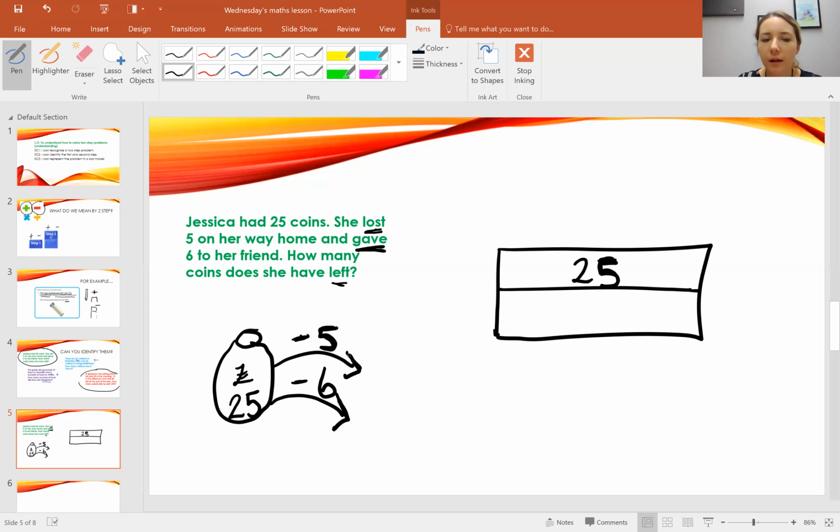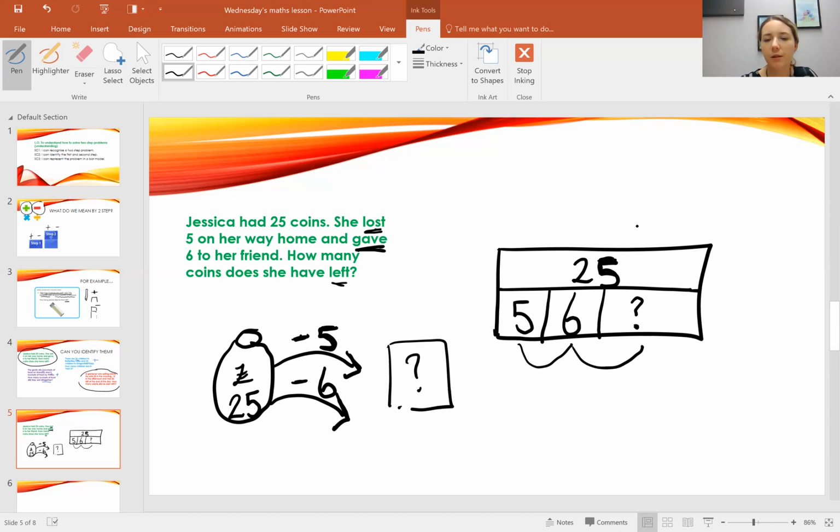And then we know that there are going to be 3 numbers that make 25. One of those numbers is 5 because 5 have been taken away. One of those numbers is 6 because 6 has been taken away. And the other number is the number that we are left with at the end. So there's a question mark. So that's how we would represent that problem in the bar model. So if we added 5 and 6 and the question mark together, we would end up with 25. Okay, so that's how you could represent that problem in the bar model.